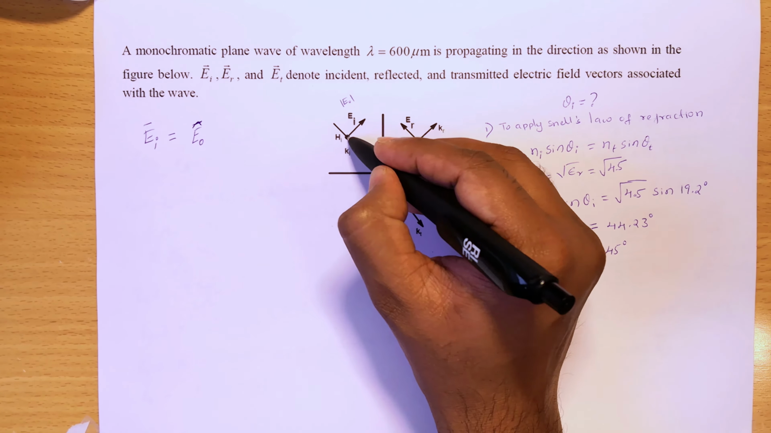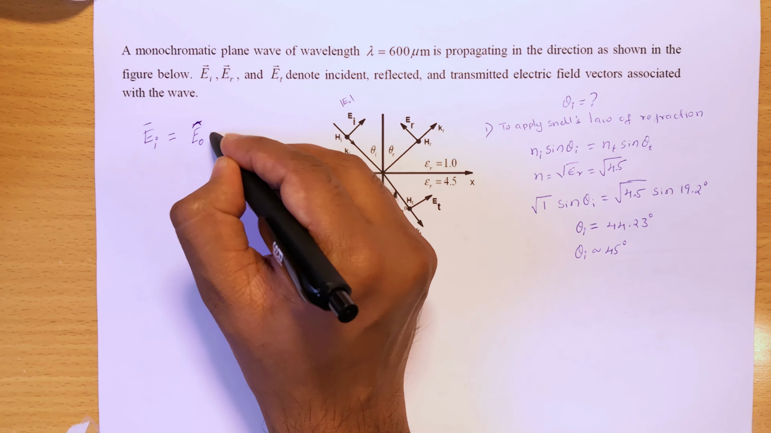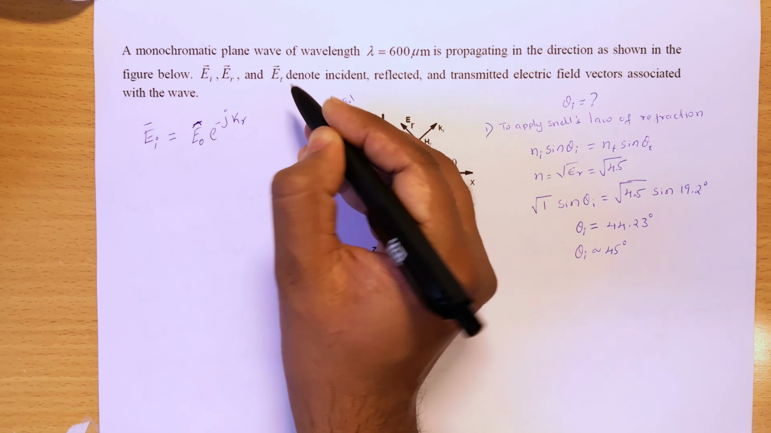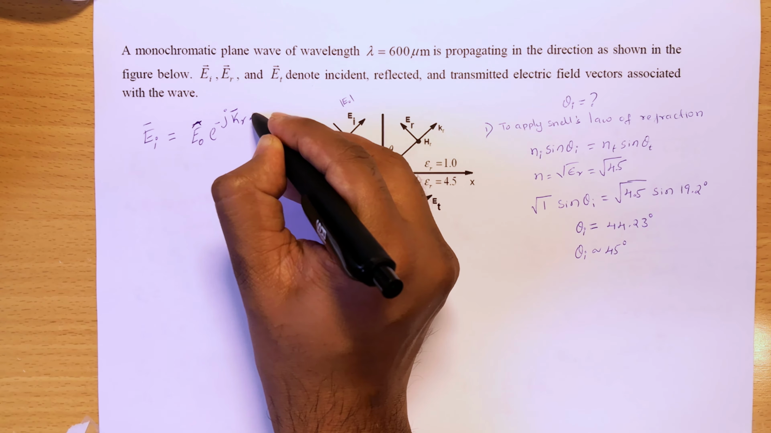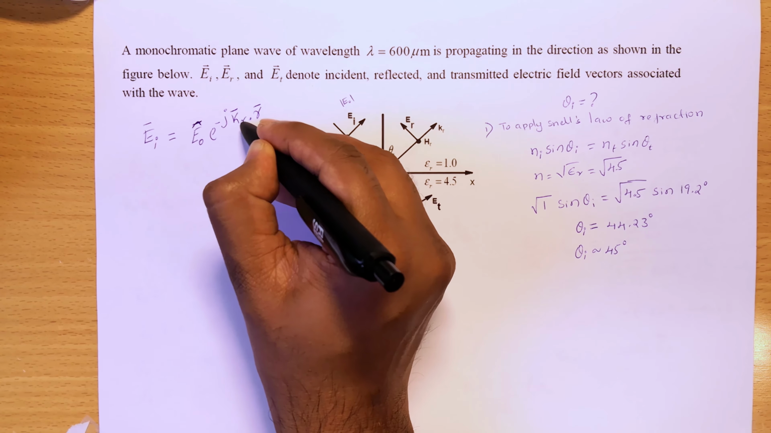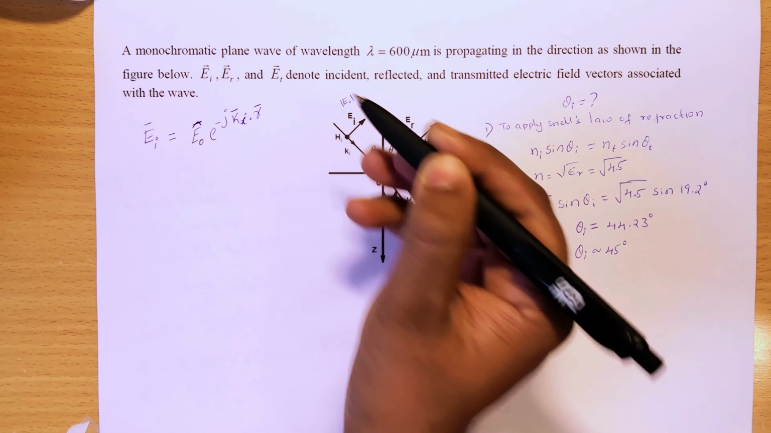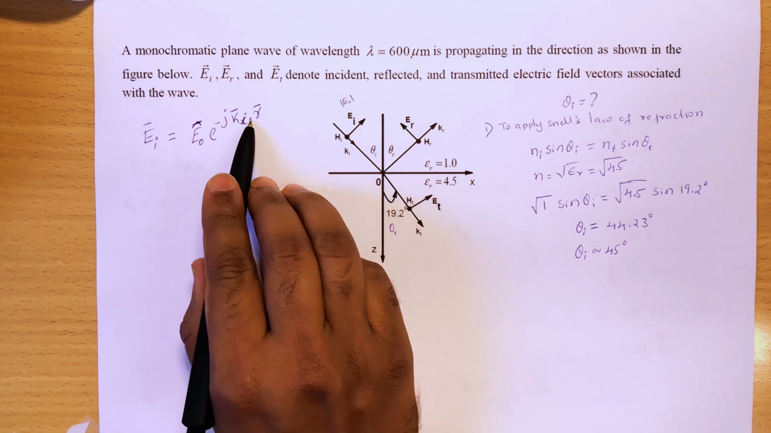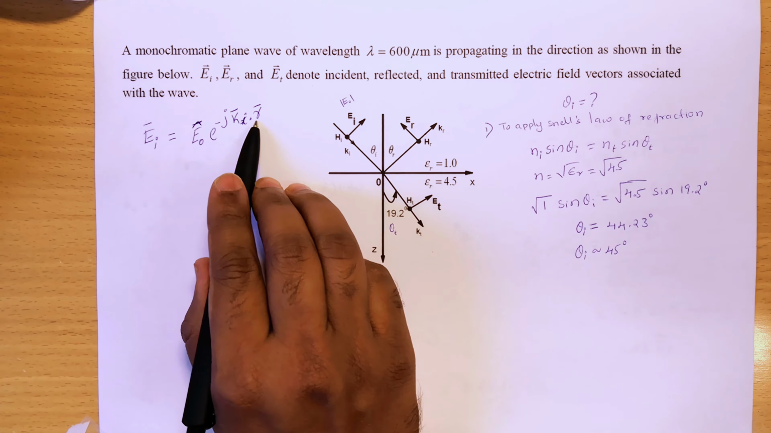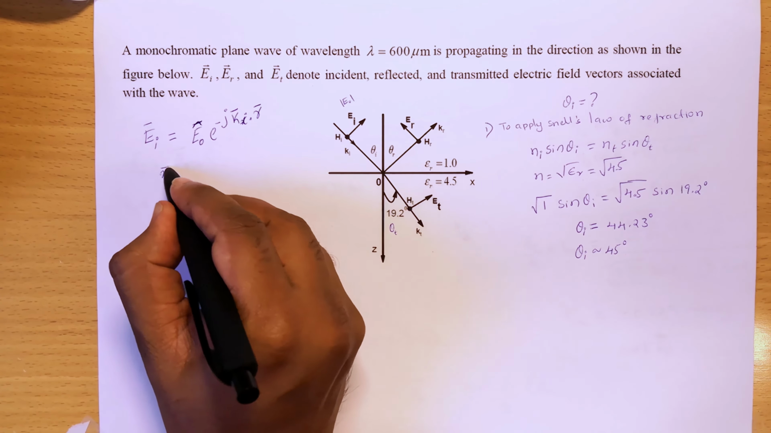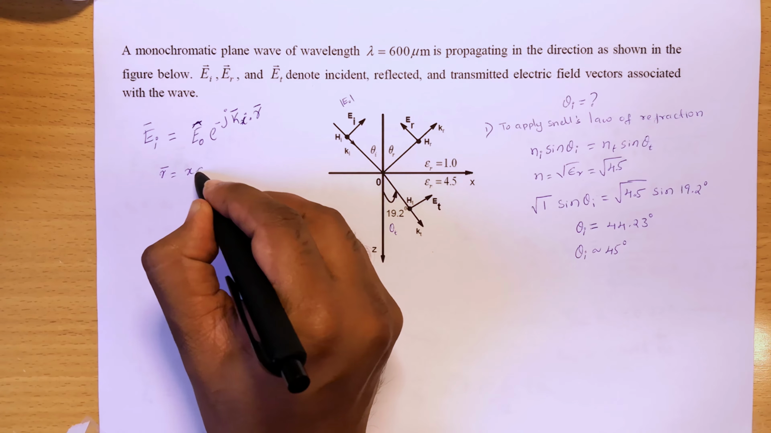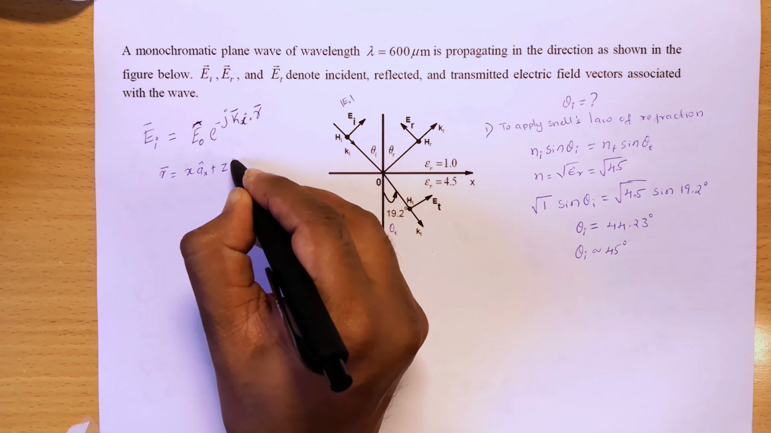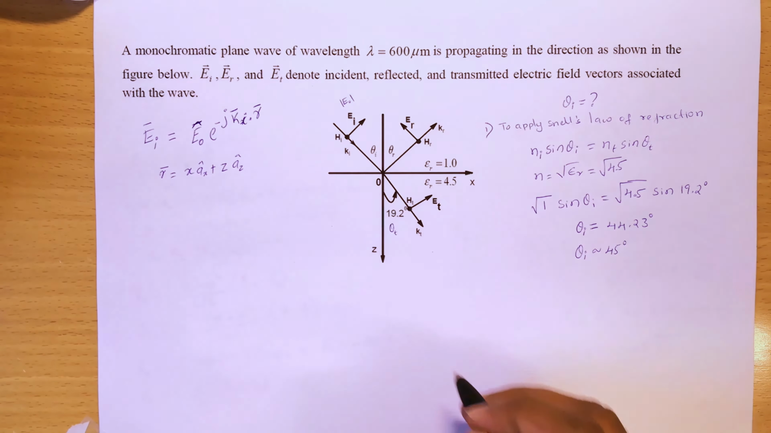So E naught times the unit vector of the electric field vector, which is this one. We have the phase term also, which is e to the power minus j Ki dot R, which is again a vector R. So this is not R, so this is I, the incident wave vector with the dot product of R, which can be given as R equal to x ax plus z az for the given problem.